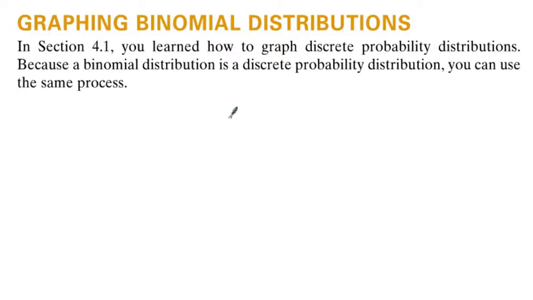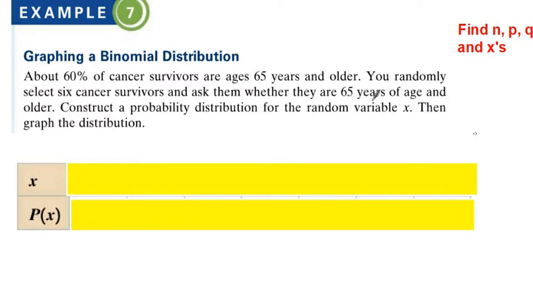So the next thing we want to talk about is how to actually graph distributions using a histogram. And you might remember doing histograms from chapter 2. It's going to be the same type of thing. Okay, so 60% of cancer survivors are age 65 and older.